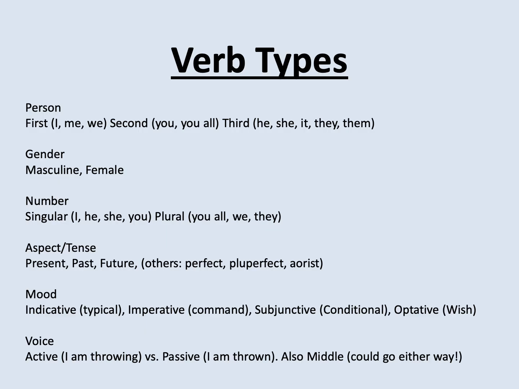We have person, which is first person, second person, or third person. That's either first, I, me, or we. Second person, you, or you all, plural. Or third, he, she, it, they, them, that person over there. We can also talk about gender, masculine, feminine, or neuter, although typically in verb types, the actual ending will not change with gender, which is helpful. We also have number, singular or plural, and we have what's called aspect. This is present or past or future.